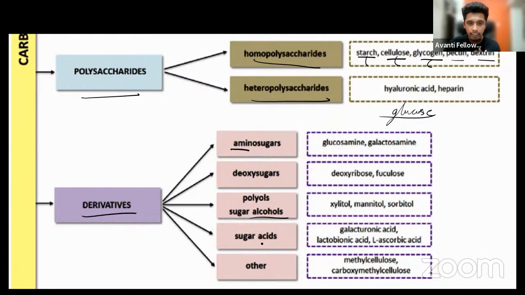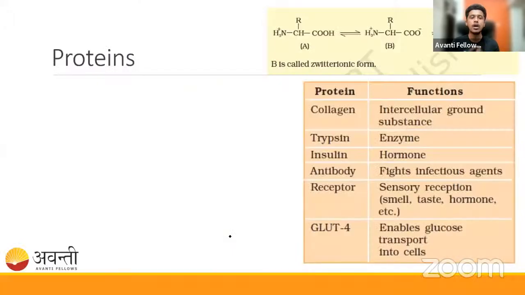Then you have alcohol derivatives, acid derivatives, and other derivatives of derived sugars. So what are derived sugars? Whenever you have other functional groups like amino groups, removed hydroxyl groups, alcohol groups attached to your main structure, acidic groups like carboxylic acid attached to your sugar structures, or any other functional groups attached to your sugars, then they function as derived sugars. Okay. So this is about polysaccharides.